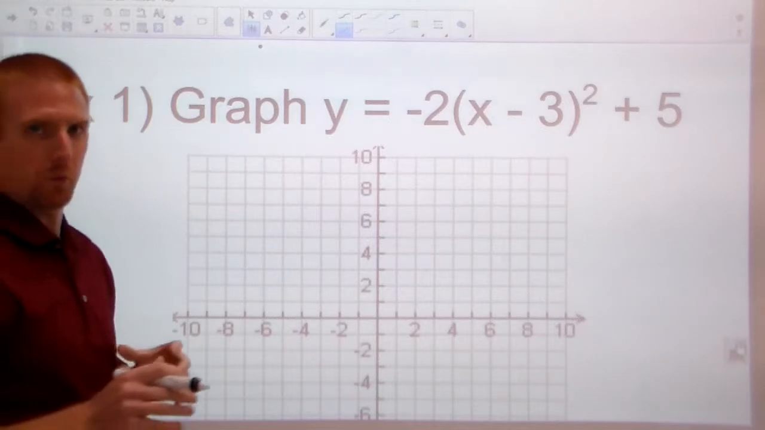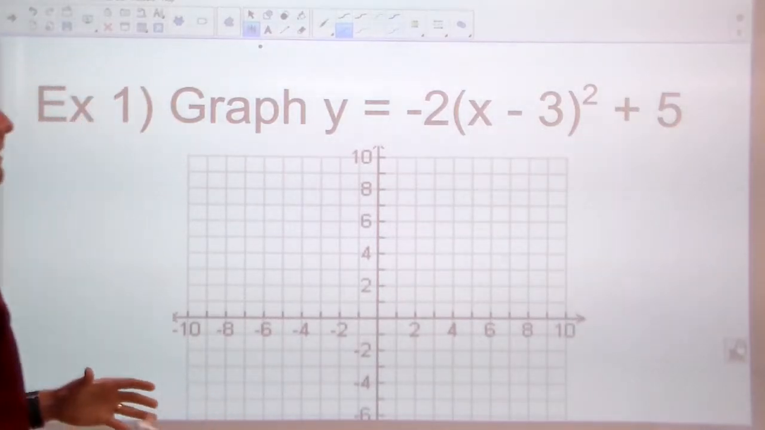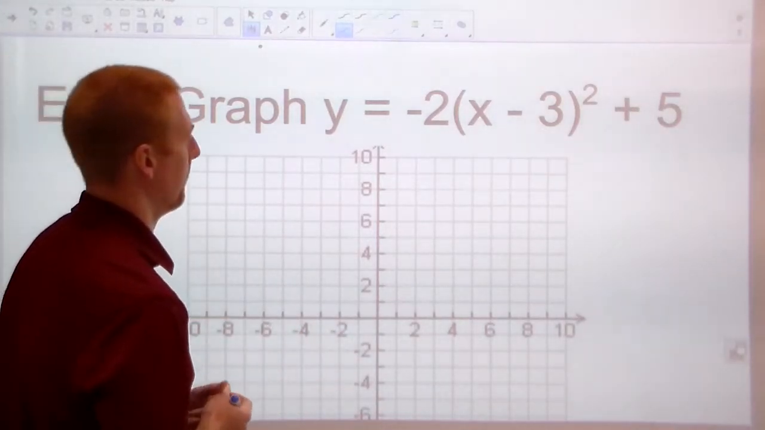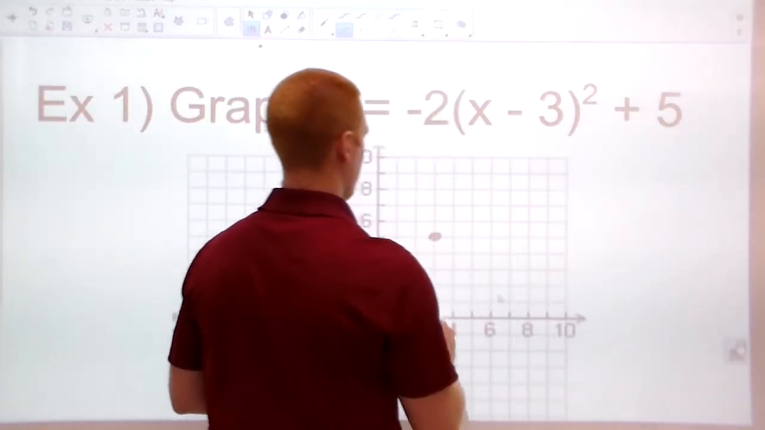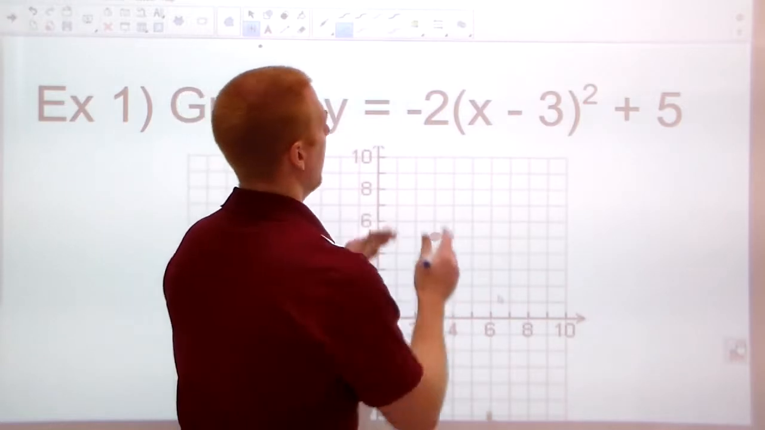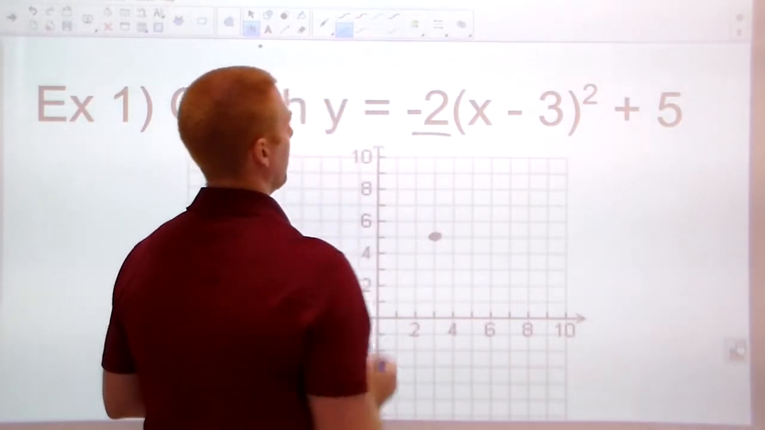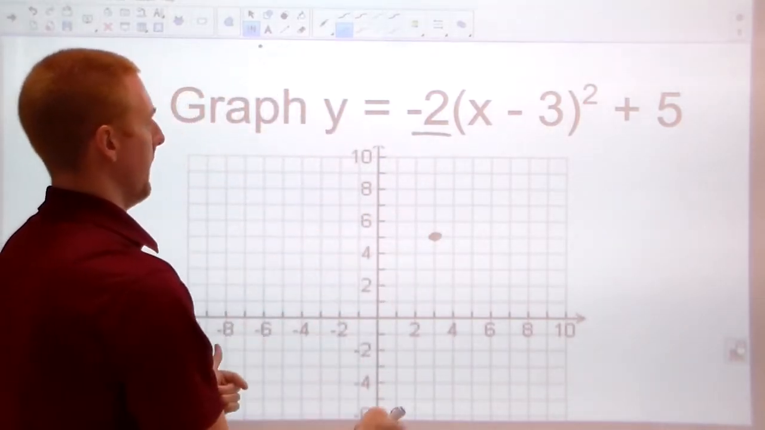So let's graph one just to review it a little bit, make sure we understand how to put them on a graph, how to do the opening pattern. So start with the vertex. This one's going to be at 3, 5. So we go over 3, up 5. All right. The a value is -2. So this is going to open down.